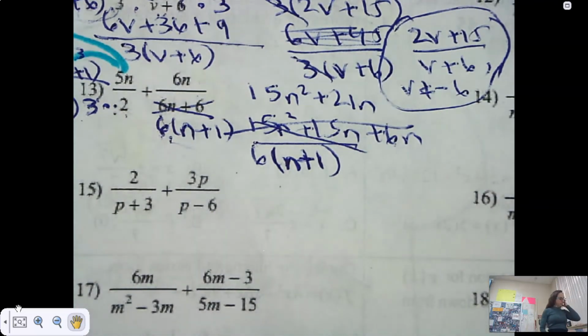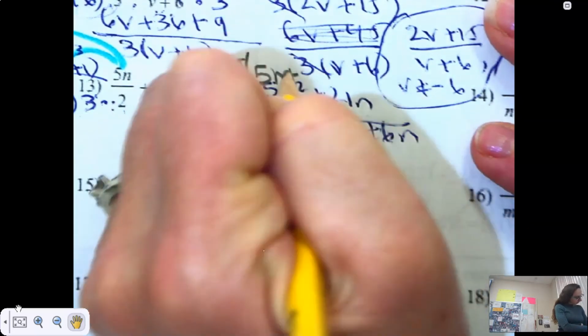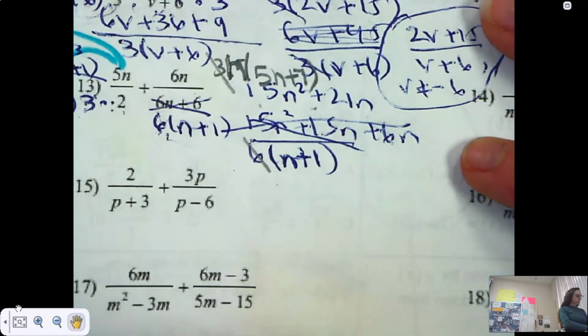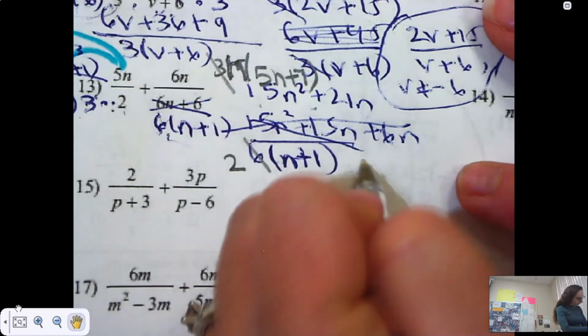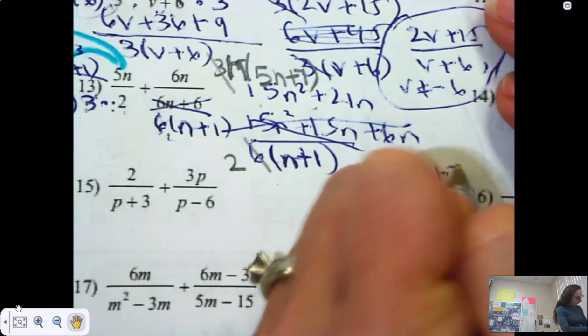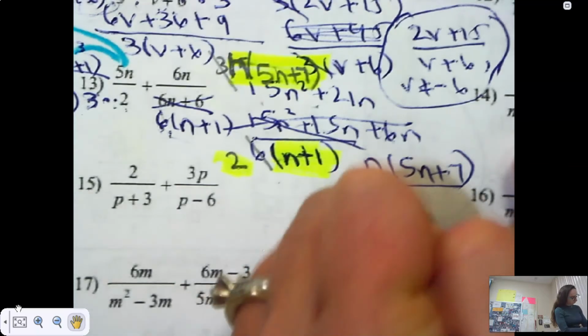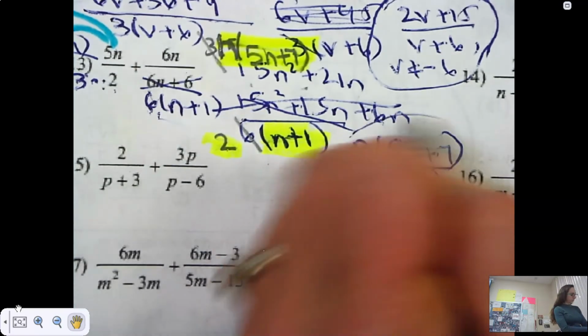And now I see if I can simplify. I can take out a 3n, and then I'm left with 5n plus 7. And now I cross things off, 3 and 6, because they're both being multiplied by 2. I don't think I can do anything else. So I'm left with n, 5n plus 7, over, this is a good time for me to highlight, a 2 and an n plus 1. I don't have a problem with my 2 on the bottom, just my n plus 1. n cannot equal negative 1.